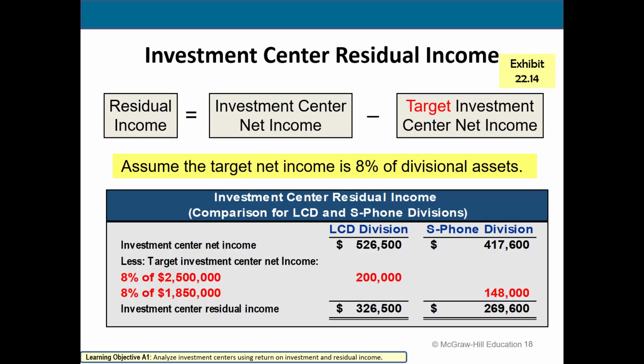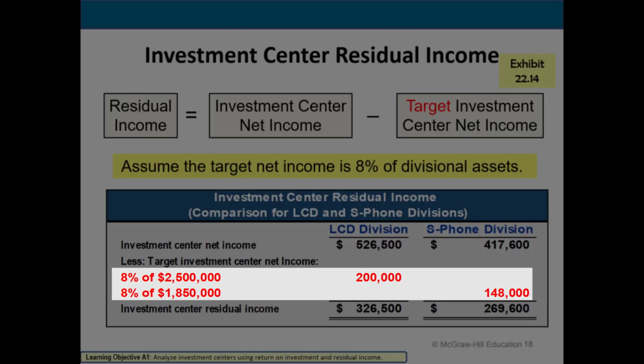So another way to evaluate the division performance is to compute the investment center residual income, which is the difference between their net income and the target income. The target income is the minimum rate of return on investment of their assets. So let's look at the information for LCD and S-Phone. The target income is 8%.